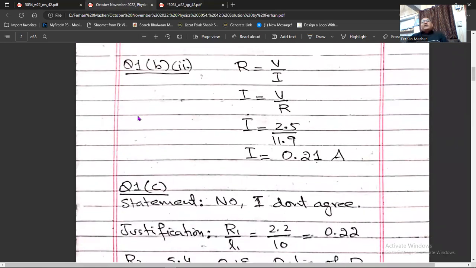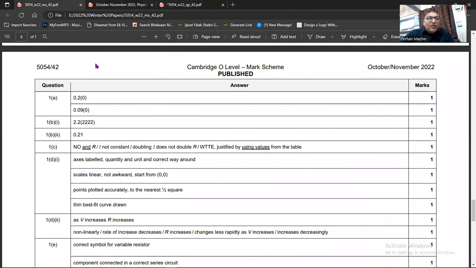So R equals V by I, so I equals V by R. I will be equal to 2.5 divided by 11.9, and that will be 0.21 ampere. So our answer is right. 0.21 ampere is the right answer.